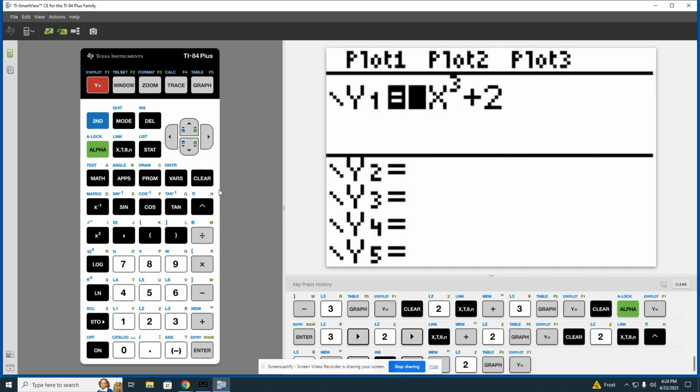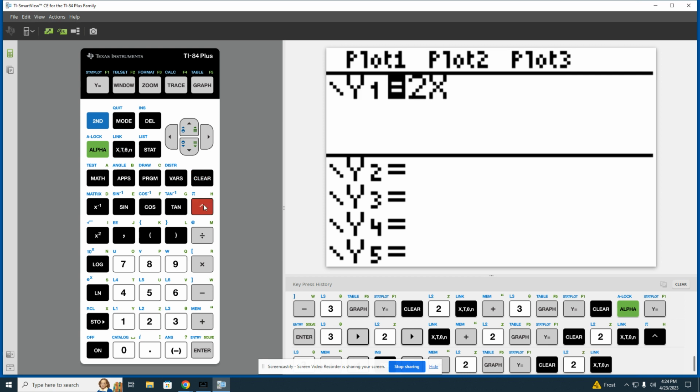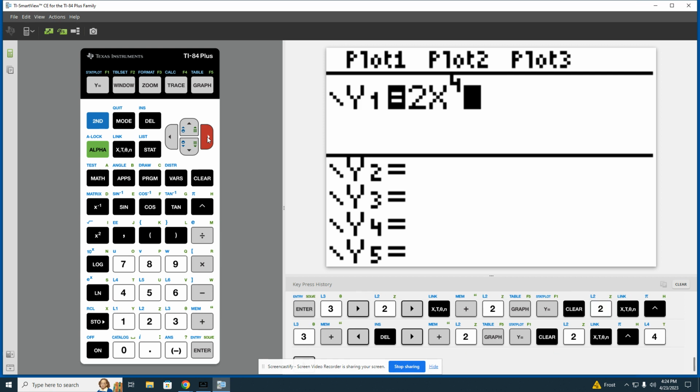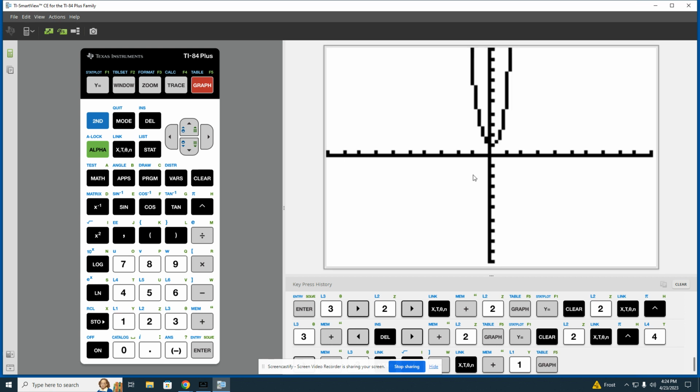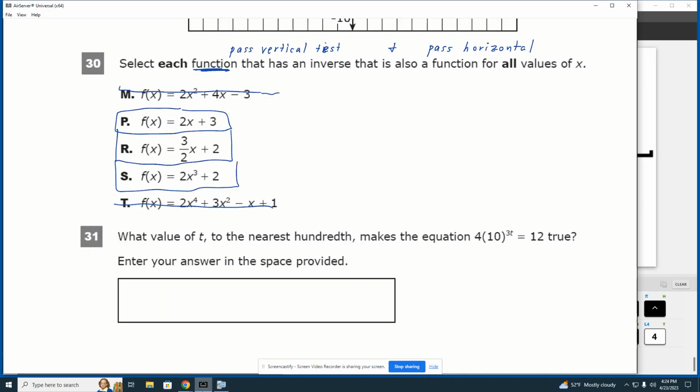And the last one, we've got 2x to the fourth plus 3x squared minus x plus 1. Does this one pass the vertical line test? Yes, but it does not pass the horizontal line test, so it cannot be the answer.